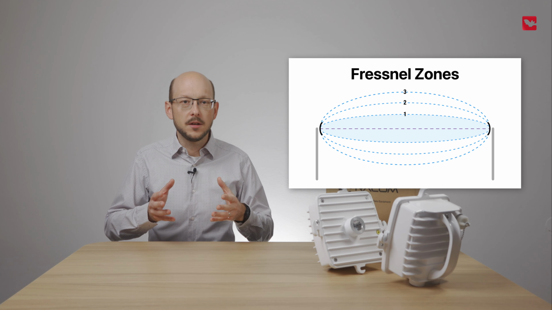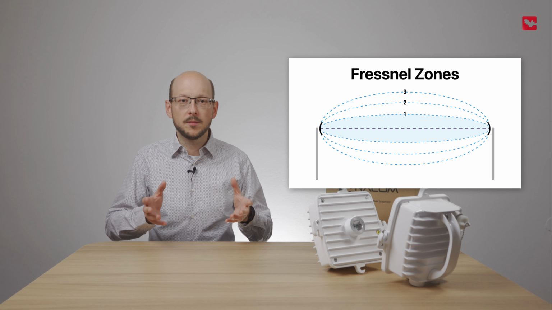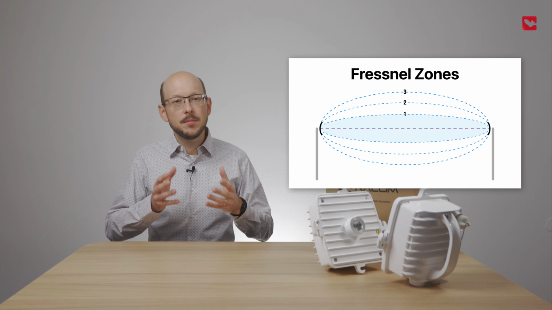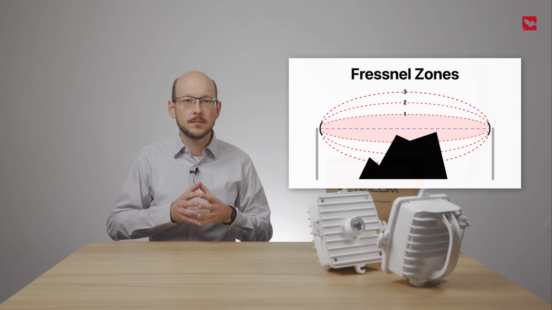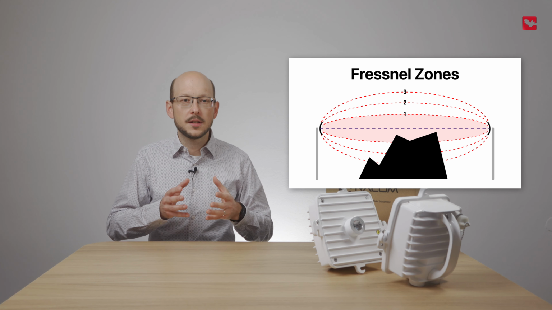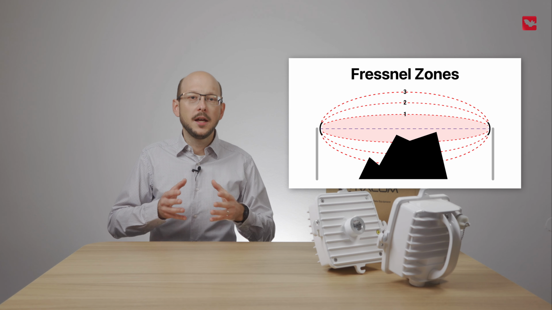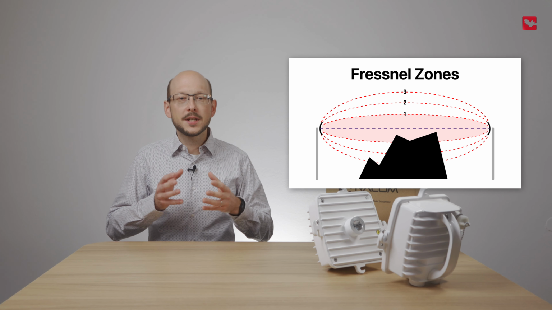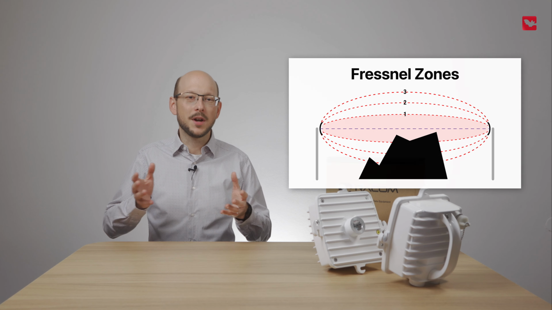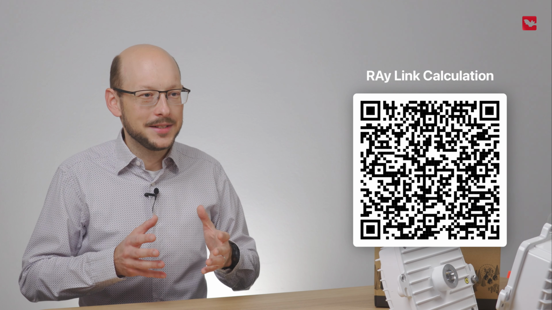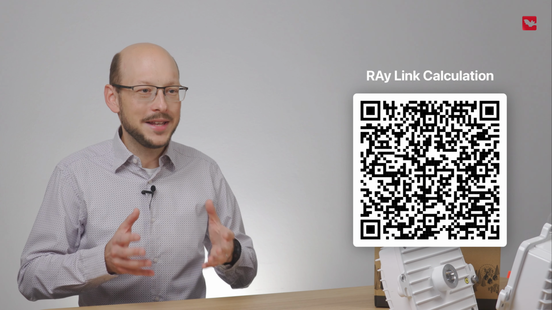The first Fresnel zone is the most critical for line-of-sight communication. It should ideally be mostly clear of obstructions. If any object, such as a building or a tree, intersects the zone, it can cause signal interference and reduce signal quality. The size of the Fresnel zones can be calculated using mathematical formulas that take into account the frequency and the distance between the antennas. You can easily calculate it using our web calculator or RayTools mobile app.